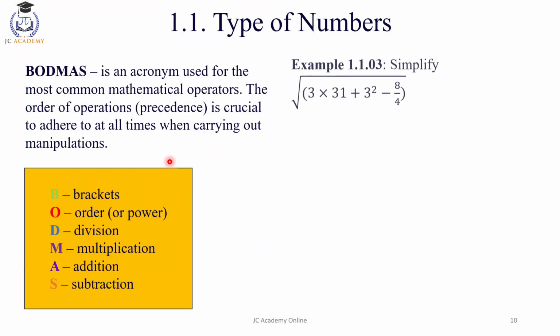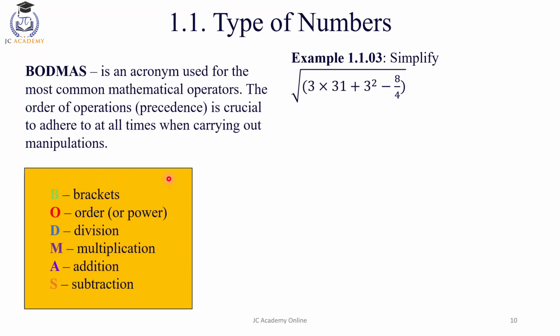Okay. Now let's look at an example where we apply BODMAS. So we have this example here, example 1.103. Simplify the square root of 3 times 31 plus 3 squared minus 8 over 4. Now, following BODMAS, we look for brackets. Are there any brackets in this calculation? There are indeed. So we need to work within the brackets first.